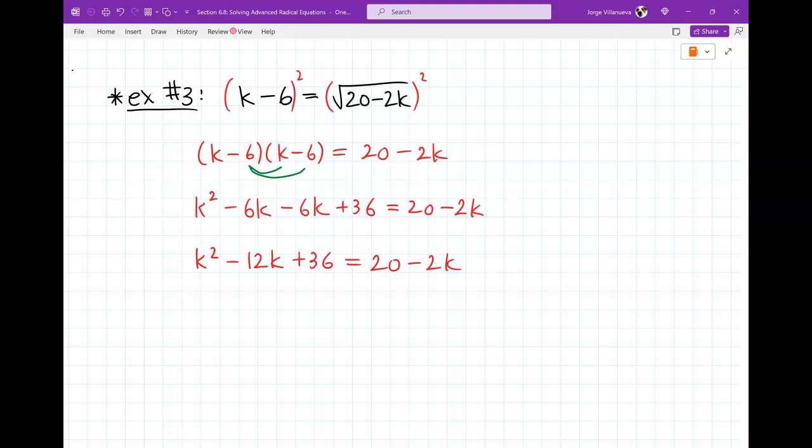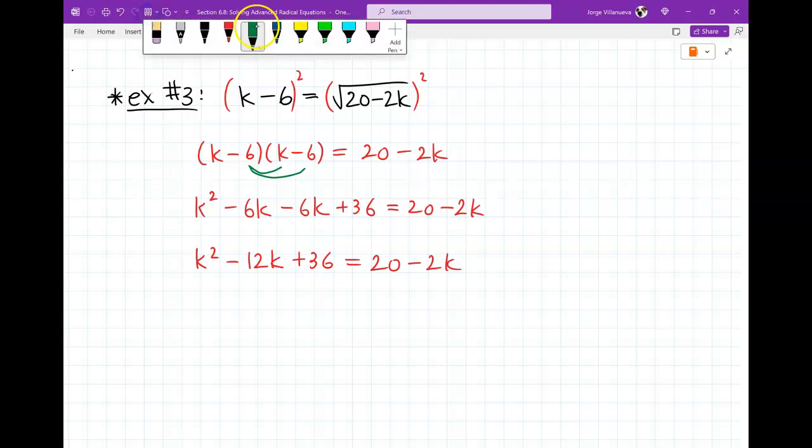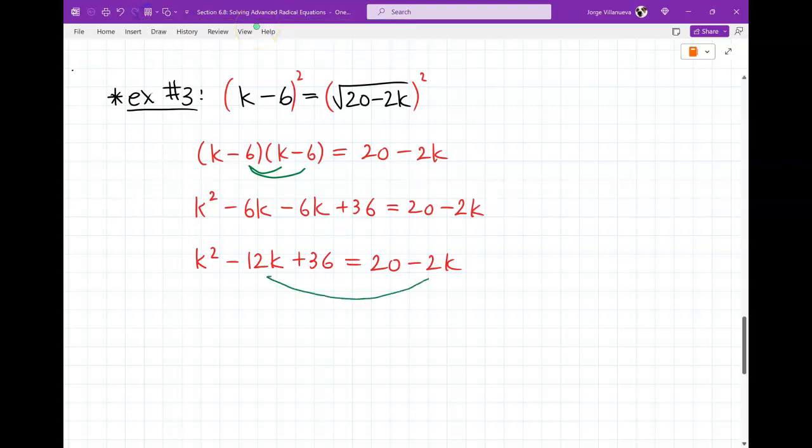All right. Now I want to move everything over to the left. Since my K squared is on the left side, I'm going to move everything over to the left. That means I'm going to get my negative 2K and bring it over, and it'll become a plus 2K. So mentally I'll do that. And then this positive 20 will come over here and become a minus 20. Okay? So here we go.